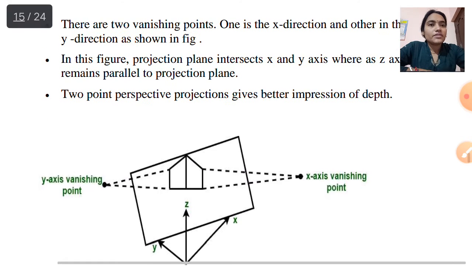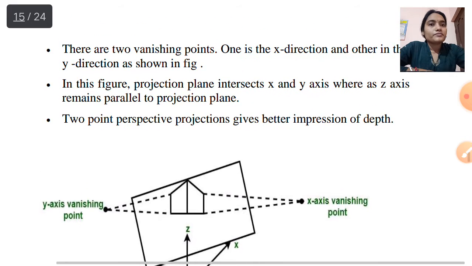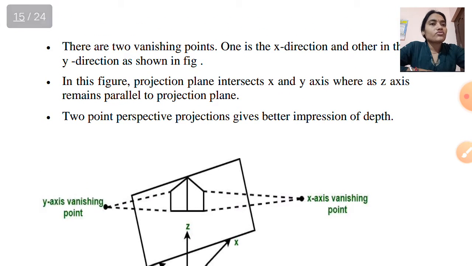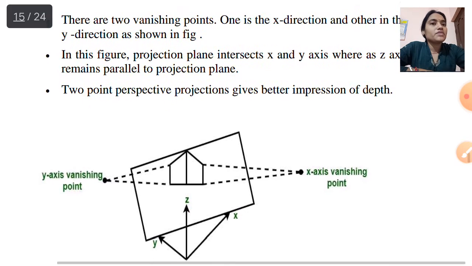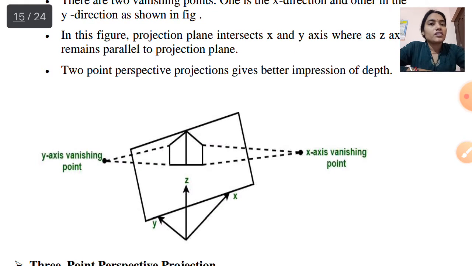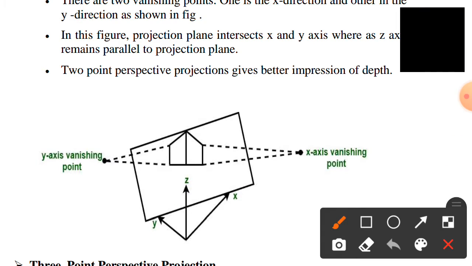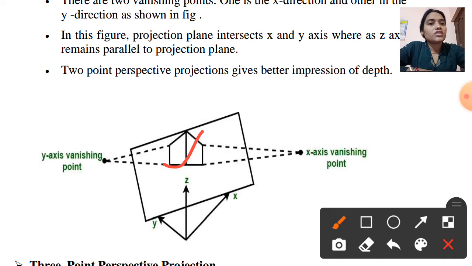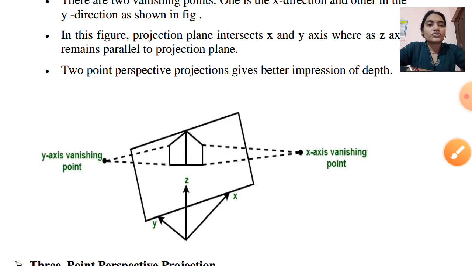In this figure, the projection plane intersects the x and y axes, where the z axis remains parallel to the projection plane. 2 point perspective gives a better impression of depth. Here there are 2 vanishing points, one is our x axis vanishing point, another one is our y axis vanishing point, and this one is our original image, but the z axis remains parallel in both points of view. So this is known as 2 point perspective projection.